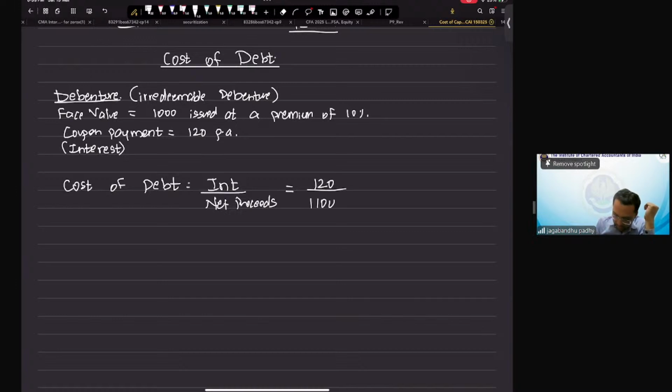1100. Exactly. That's exactly true. Because we have a face value of 1000, but the debentures are issued at a premium of 10%. So obviously, we would have received 1100. And the interest that we are paying on that is 120. Cost of debt, which we want to calculate, is 120 upon 1100. How much is this answer?